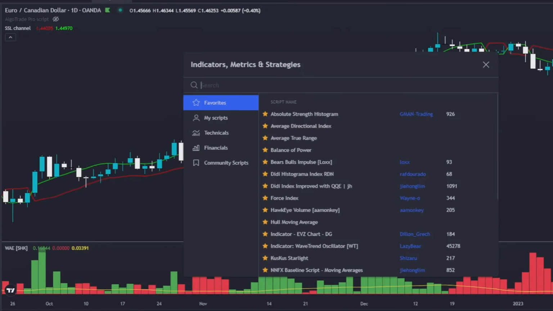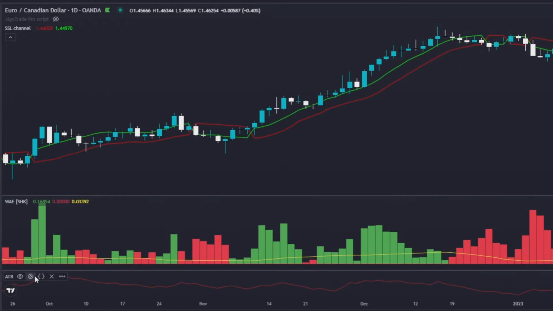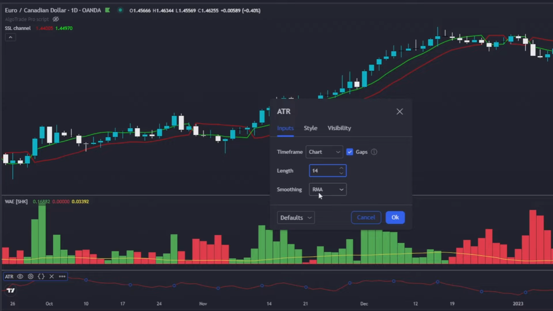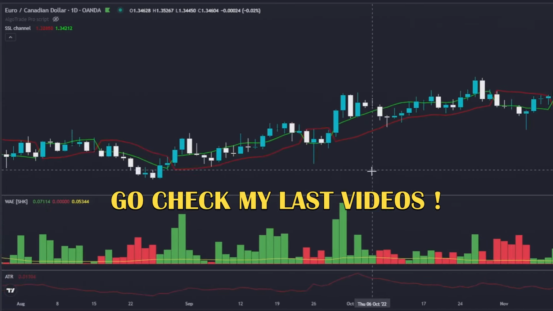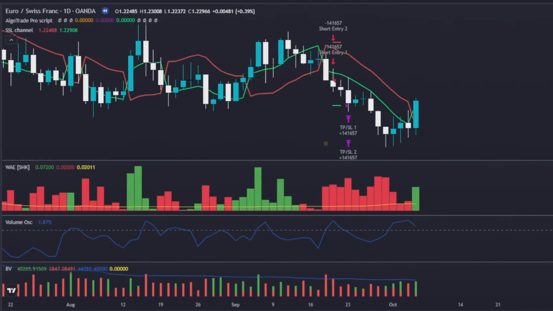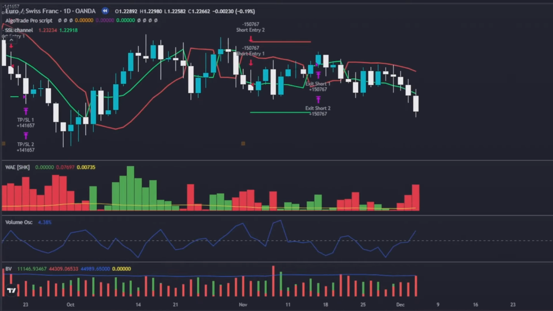As usual, for the stop loss and take profit values, I will use the ATR indicator. If you don't know what I am talking about, go check my other videos where I explain this indicator in more detail. I will now give an example of a valid signal for each volume indicator before we backtest all of them.